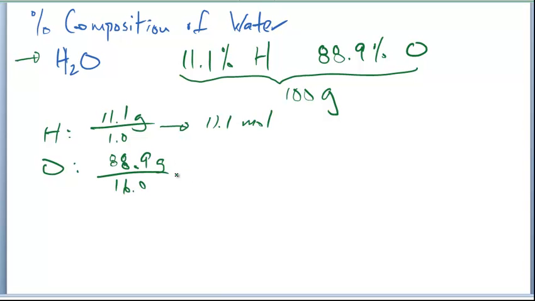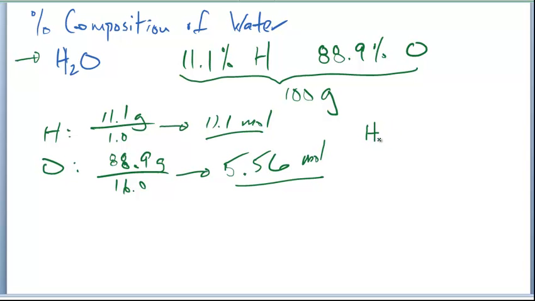Divided by 16.0, and let's punch that in the calculator real quick. 88.9 divided by 16 is 5.56. Okay. Now that we have both elements in terms of moles, we got moles of hydrogen, moles of oxygen, we're in a position to take a stab at the molecular formula. So we could say that we have hydrogen 11.1, oxygen 5.56. Now that's a very strange looking chemical formula, admittedly, because we're used to seeing only whole numbers as subscripts.